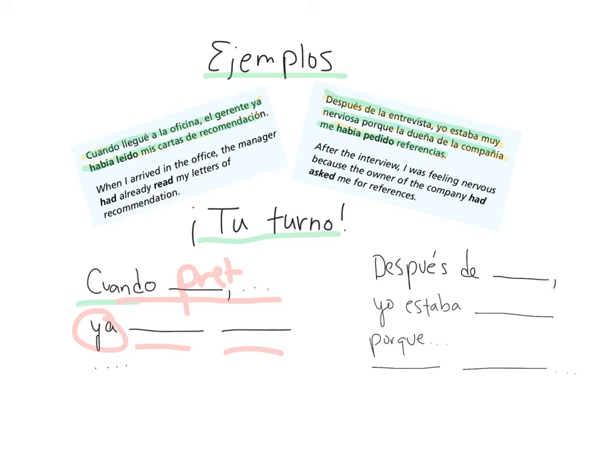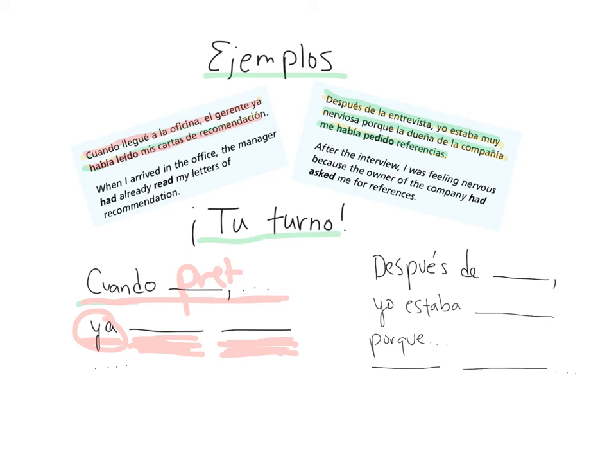So again, here's your example. When I arrived at the office, the manager had already read my letters of recommendation. So I want you to write an example like that. When such and such happened, already what? And then use the pluscuamperfecto. There's the participle, so it'd probably be había or habías or habían. And then the past participle, ado, ido, or an irregular here.